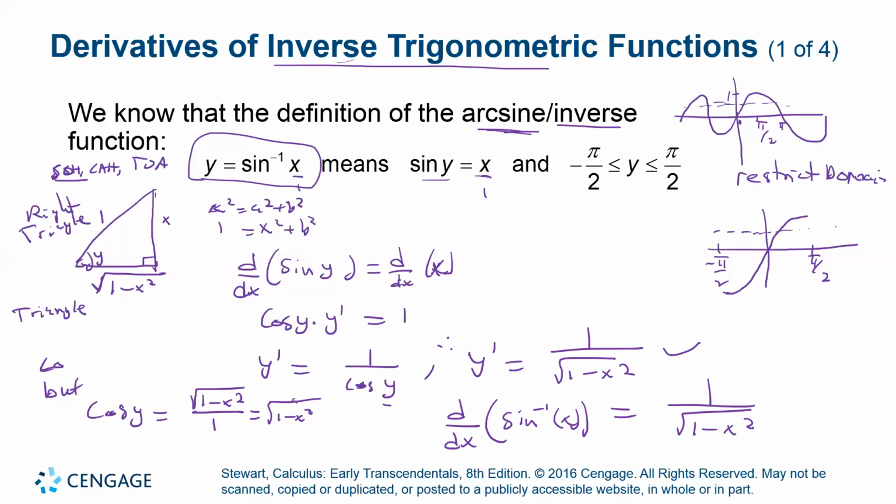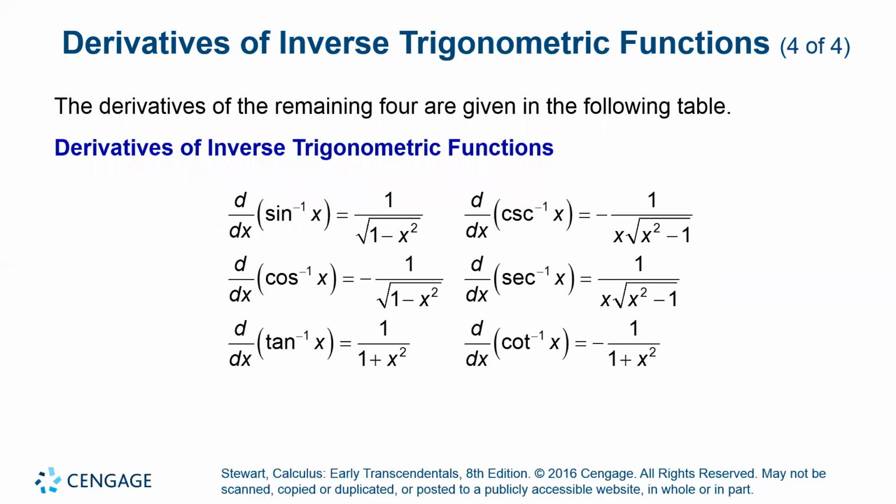Okay? All right. Now you can do the same thing for cosine, and the only difference is that this will be minus. All right? Okay. So that gives us the following. This is the one I just proved.